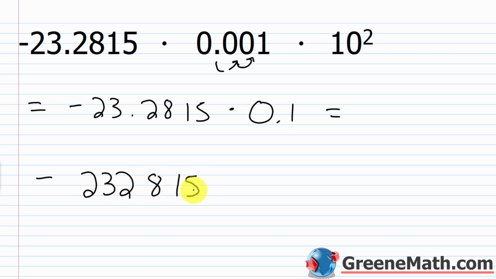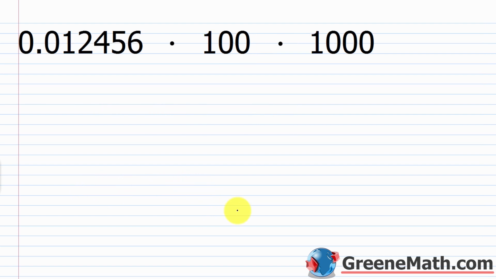At that point, I just have to figure out where to put my decimal point. And I'd say, okay, well, I have 1, 2, 3, 4, 5 decimal places between both factors here. So the decimal point's going to go 1, 2, 3, 4, 5 places to the left. And I'd end up with negative 2.32815.